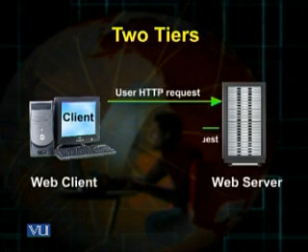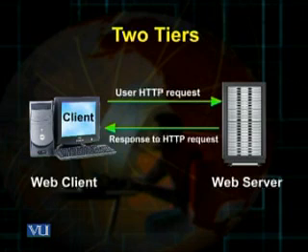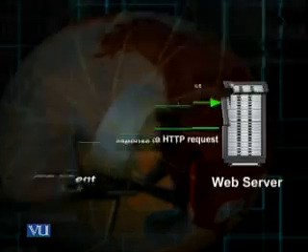Web client and web server, they are connected with each other. The user sends an HTTP request, and there is a response to that HTTP request by the web server, and it's an example of a 2-tier architecture.